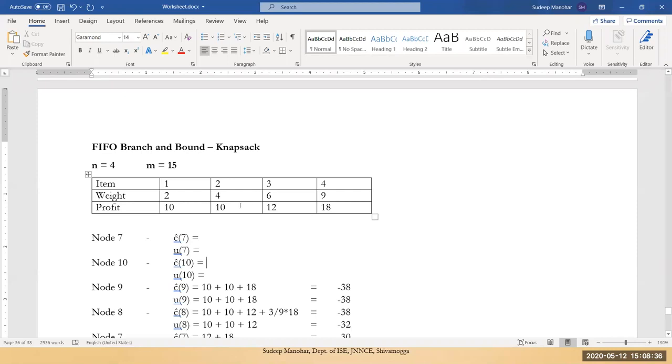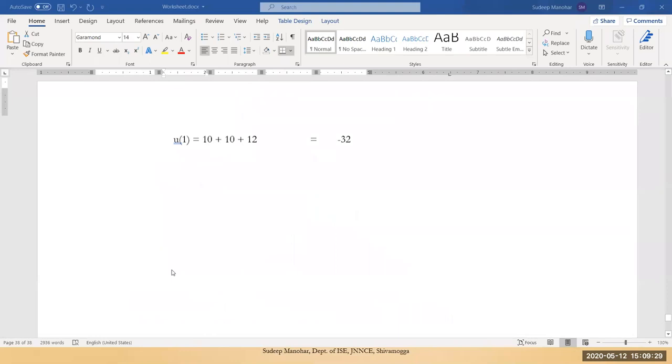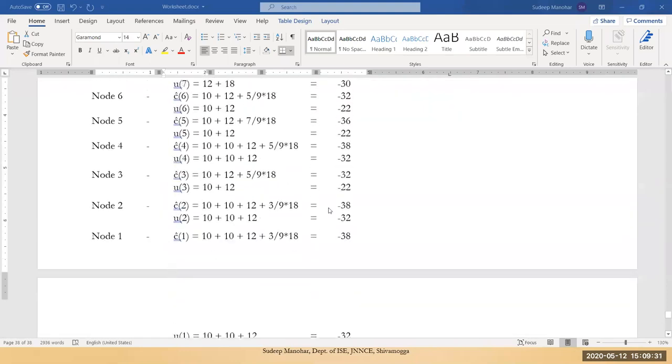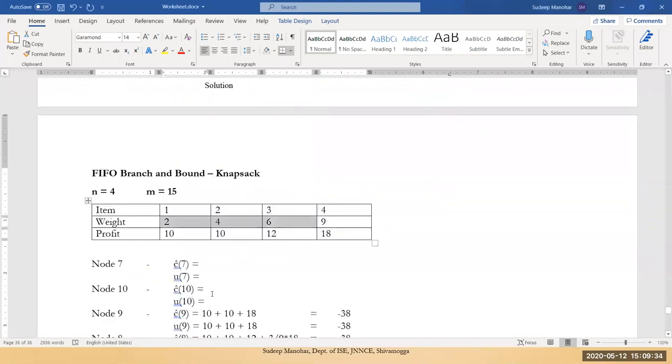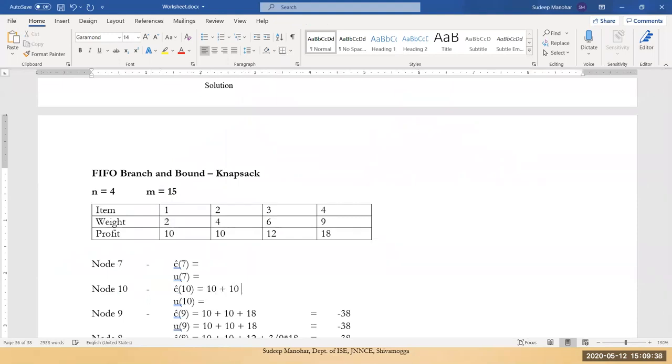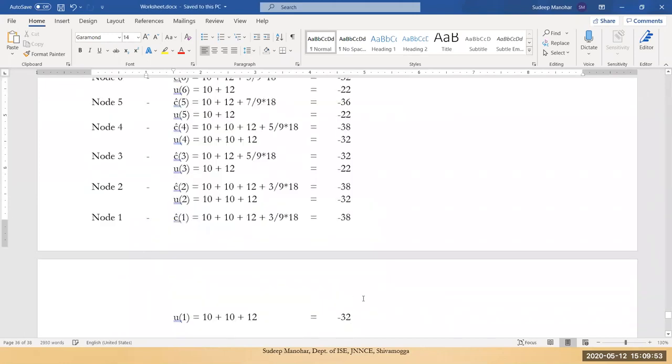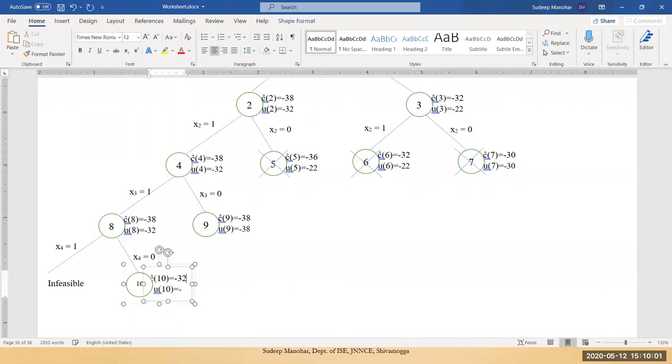So that is 2 plus 4 plus 6. You are considering the first 3 items. Don't consider item number 4. If you don't consider item number 4, it is 10 plus 10 plus 12. With fraction and without fraction, both are the same. Minus 32. So this is also minus 32. I'll update this with 32 and 32.